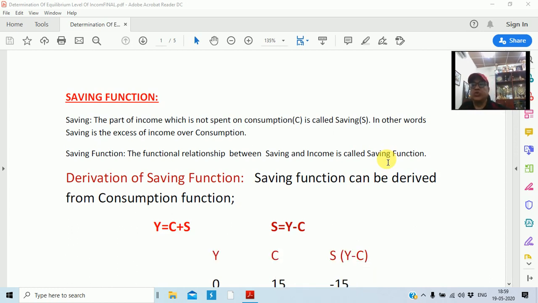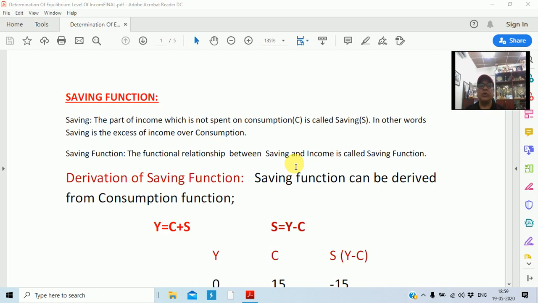Yes, dear student, today I'll be taking saving function. Yesterday we completed consumption function. Both consumption and saving depend upon income. That's why we say Y is equal to C plus S. So when I'm saying consumption function, it means the factor over which consumption depends, and in the saving function, the factor over which saving depends. Both your consumption and saving depend upon income.